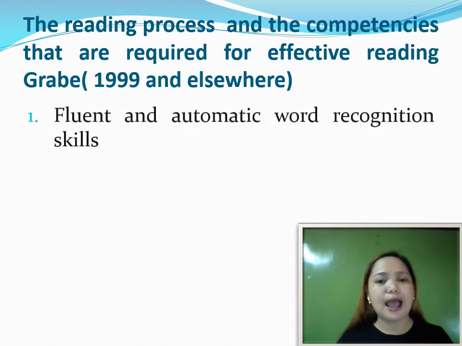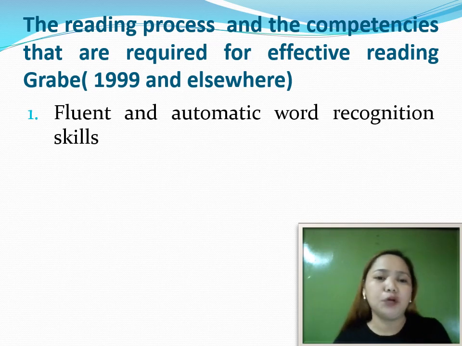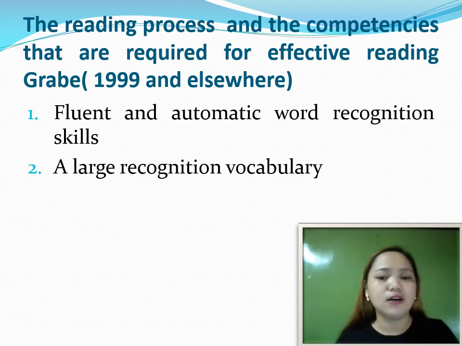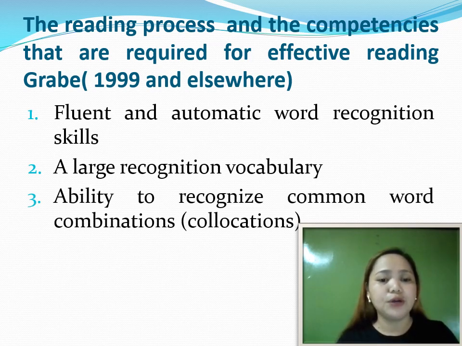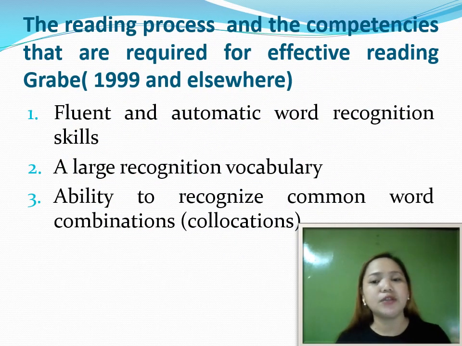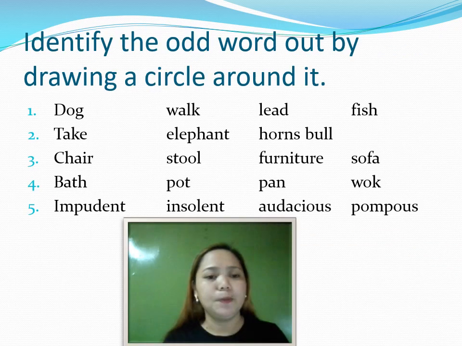Okay, so first, a good reader is fluent and automatic, has fluent and automatic word recognition skills. Second, a good reader has a large recognition vocabulary. And a good reader has the ability to recognize common word combinations, or what we call the collocations. So again, the reading process and the competencies that are required for effective reading, according to Ray.